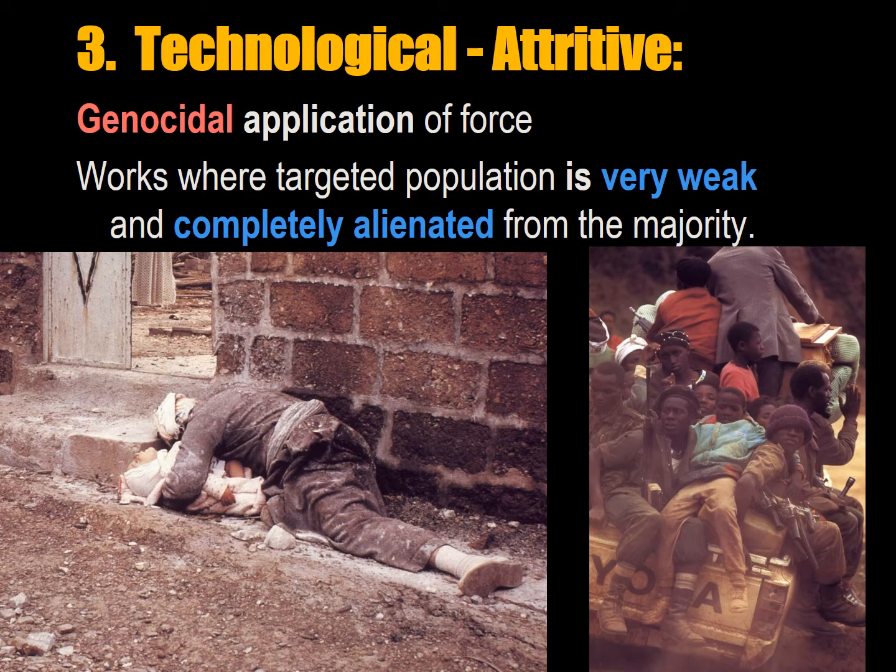The third type of counterinsurgency is the technological attritive. This is the genocidal application of force. This works where targeted populations are very weak and completely alienated from the majority.